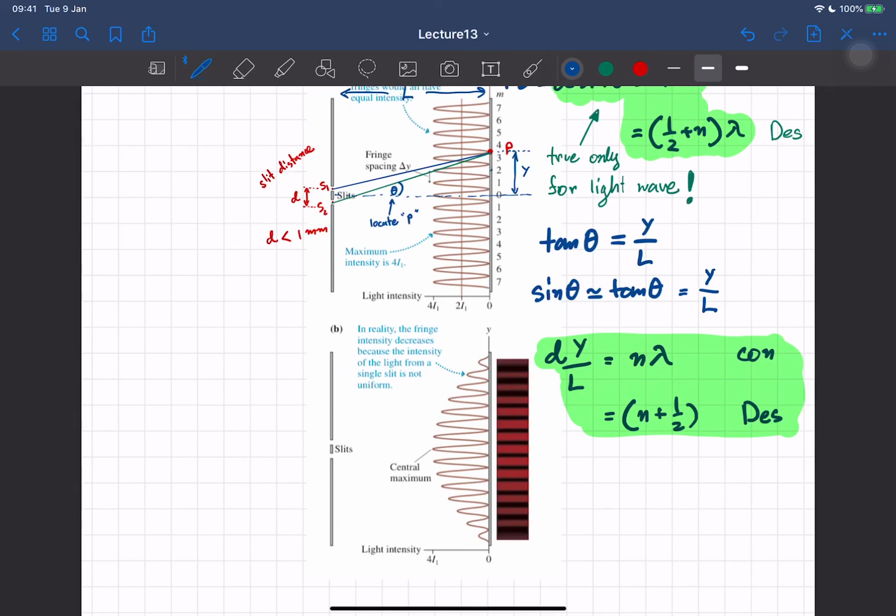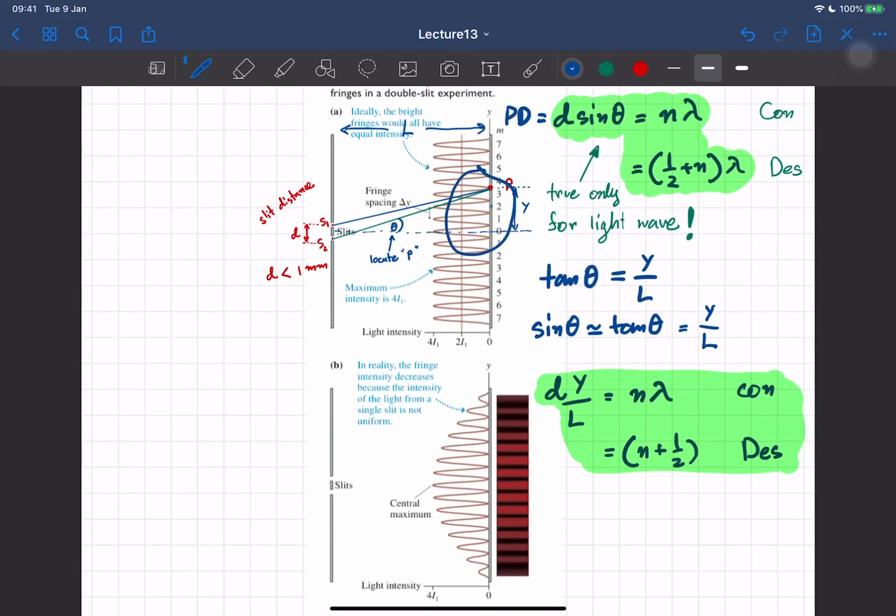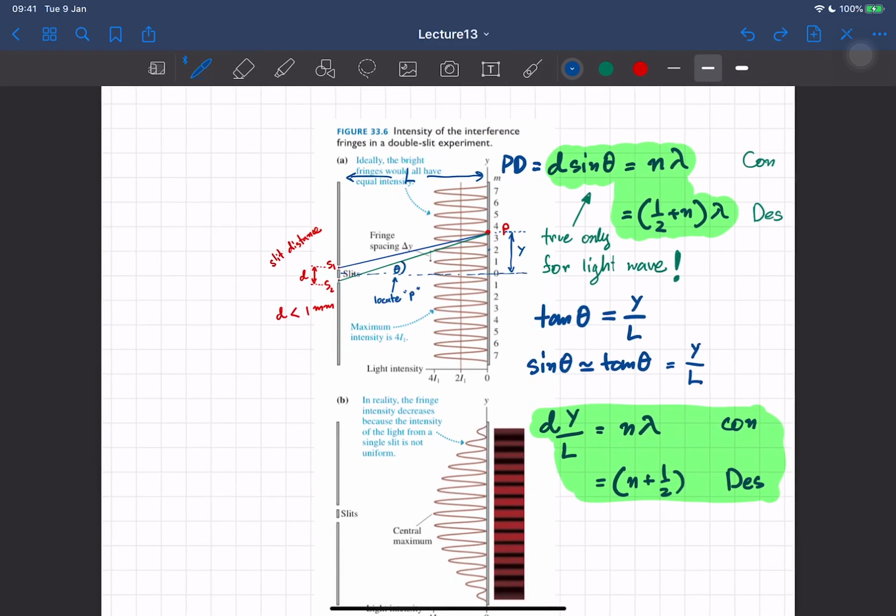In reality, the intensity is a little bit dimmer when you go away from the center. It's just because this point is actually further away from the slit, but that's not really important here. The important thing is that close to the center, the pattern is very close to the ideal case which we have here. Okay? So actually that's it. That's all I want to say about the double slit experiment.